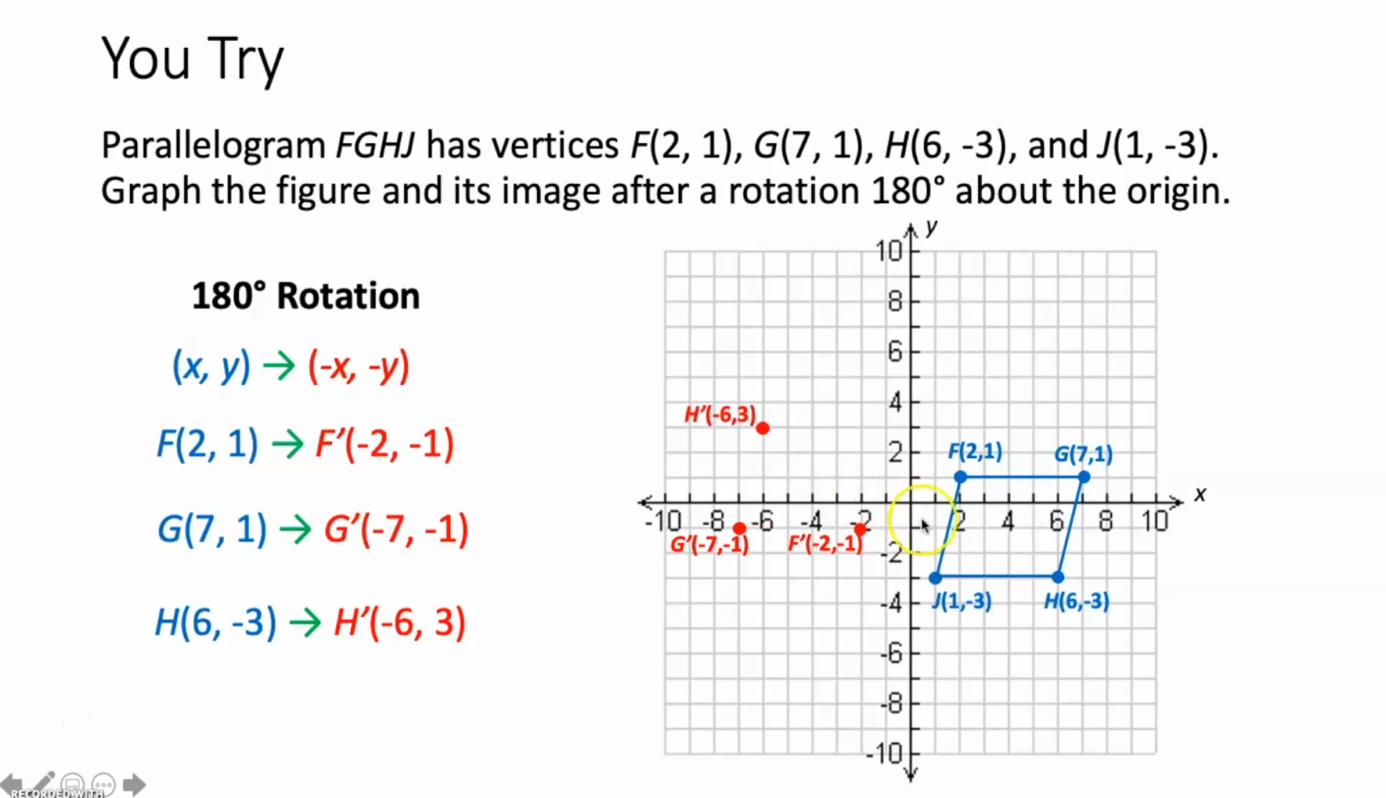So H prime is going to be over negative 6 on the x-axis, up 3 on the y-axis, and we put H prime. If J is at 1 comma negative 3, that means that J prime, after being rotated 180 degrees about the origin, is going to be at negative 1 comma positive 3. So we go over negative 1 on the x-axis, up positive 3 on the y-axis, we put J prime. There is parallelogram FGHJ after it's been rotated 180 degrees about the origin.